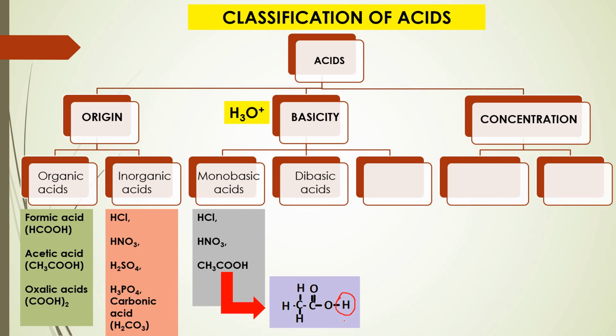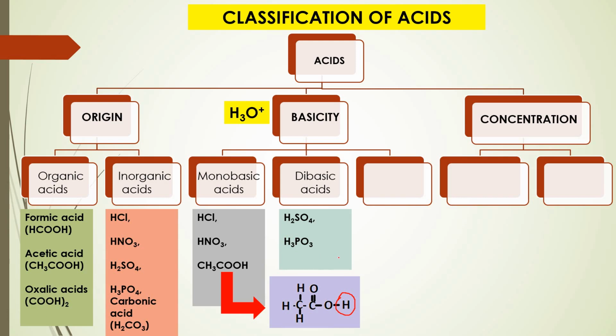If one molecule of acid produces 2 hydronium ions in its aqueous state, then the acid is known as dibasic acid. For example, sulfuric acid produces 2 hydronium ions, therefore it is a dibasic acid. Phosphorus acid, H3PO3, although it contains 3 hydrogen atoms, has only 2 replaceable hydrogen atoms which produce 2 hydronium ions. Therefore, phosphorus acid is also a dibasic acid.